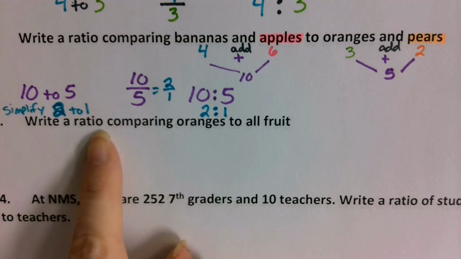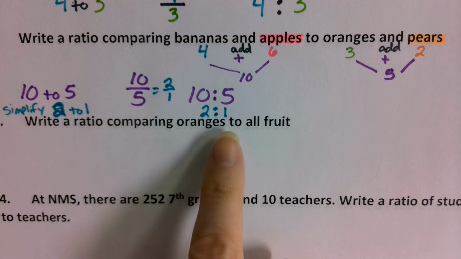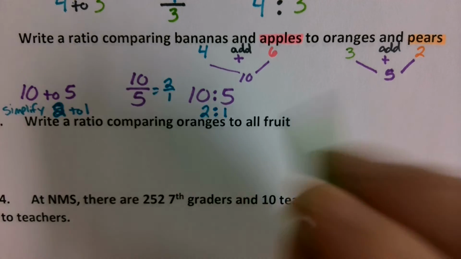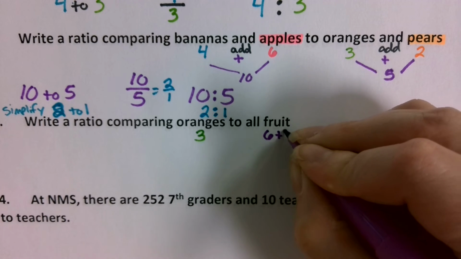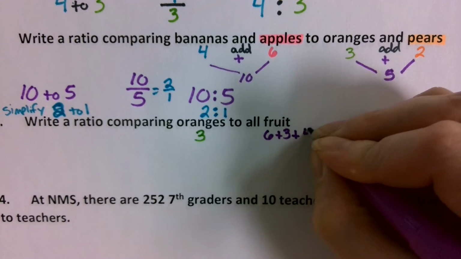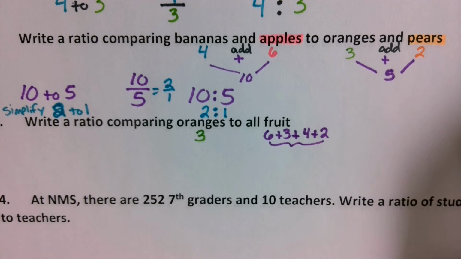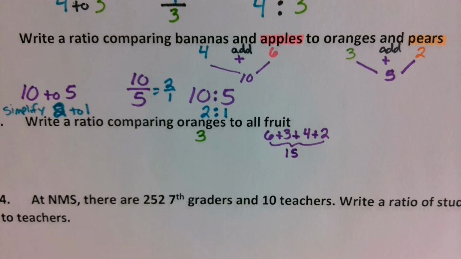Okay, what if we were to write a ratio comparing oranges to all the fruit? So how many oranges were there? 3, right? There were 3 oranges. Now, all the fruit. What are we going to do to find all the fruit? Add. We have 6 apples, 3 oranges, 4 bananas, and 2 pears. If we add all that together, how much fruit total was there? 15 pieces of fruit.